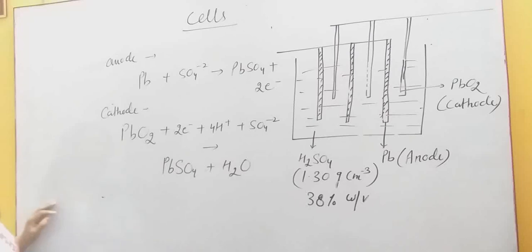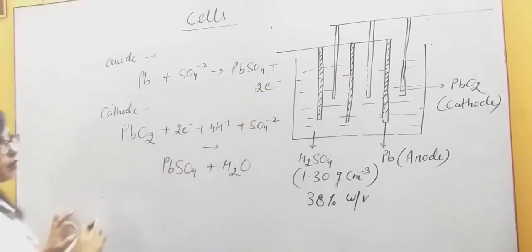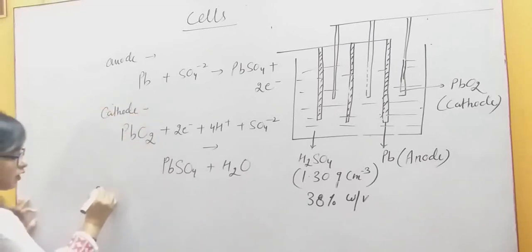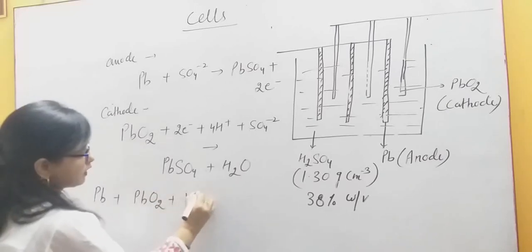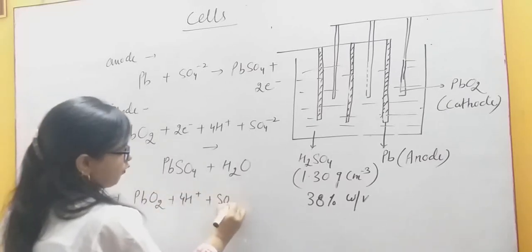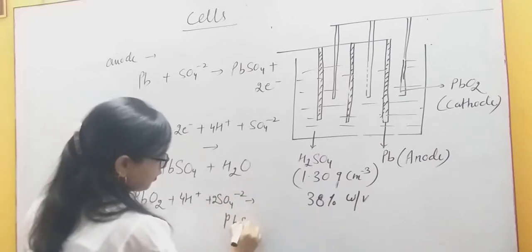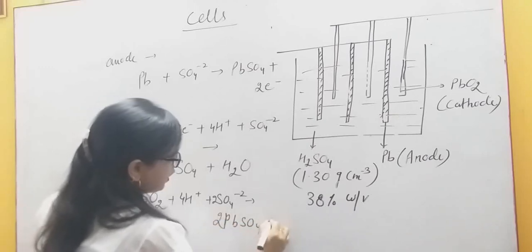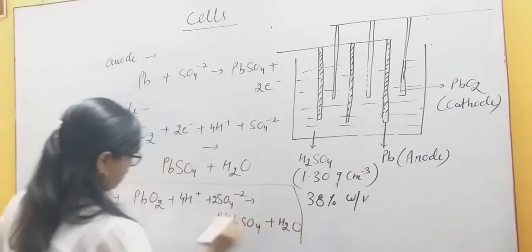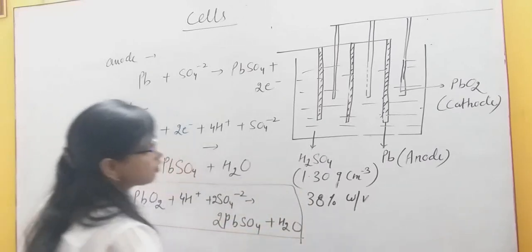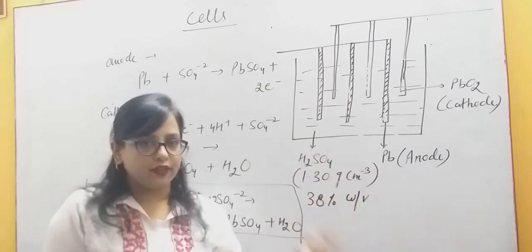Now what will be the net reaction? The products are common, PbSO4 and PbSO4 in both the reactions. So net reaction is Pb plus PbO2 plus H plus SO4 minus 2. This is converted into PbSO4 and water. This is the net reaction for this secondary cell. This is a secondary cell because we can again recharge.